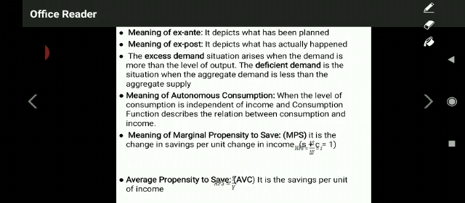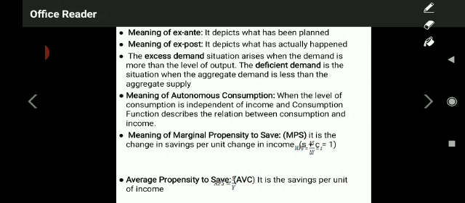It can be explained with the help of S plus C is equal to 1. S means savings, plus consumption is equal to 1, and MPS is equal to delta S divided by delta Y. Delta S means change in the savings, due to delta Y, which means change in the income. It is the degree of responsiveness of change in the savings due to change in the income of an individual, and it is called marginal propensity to save.